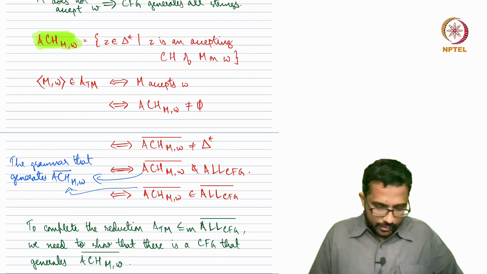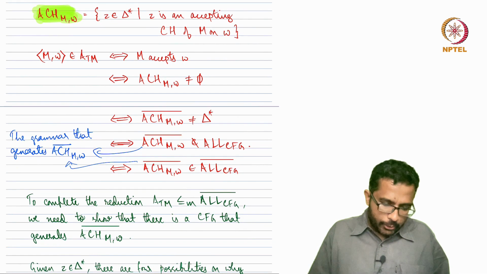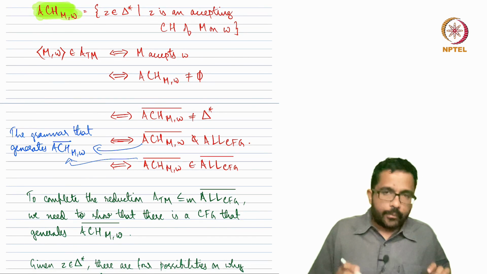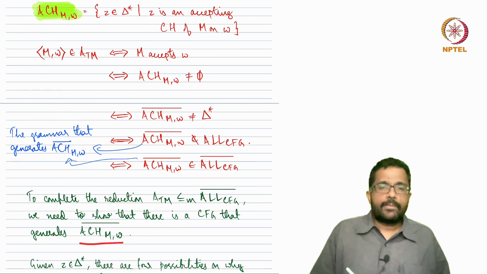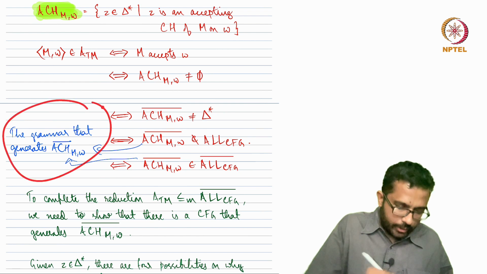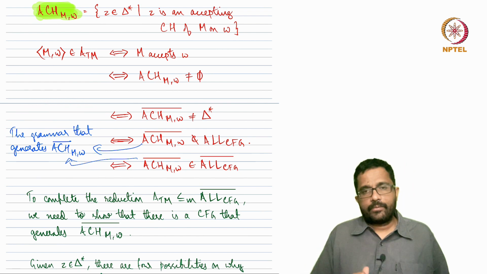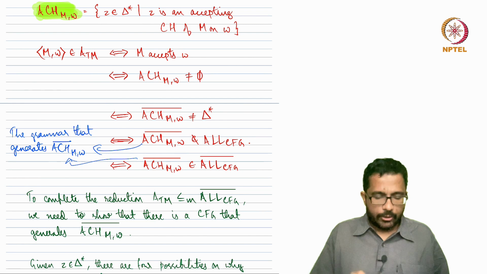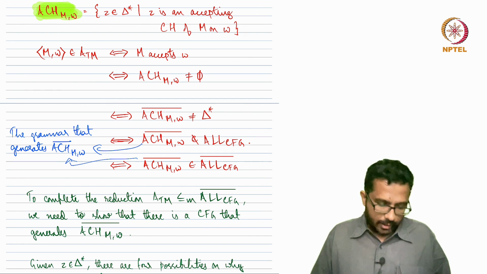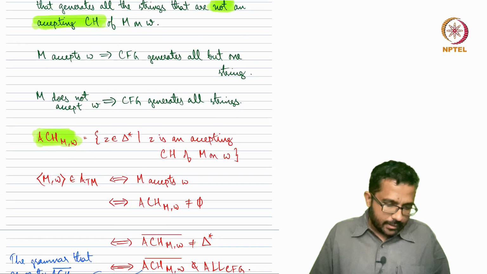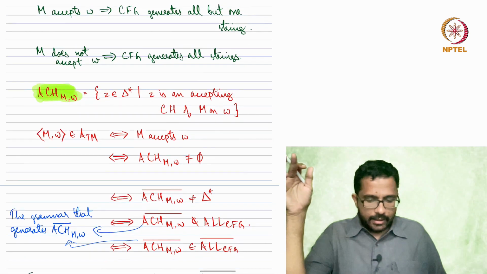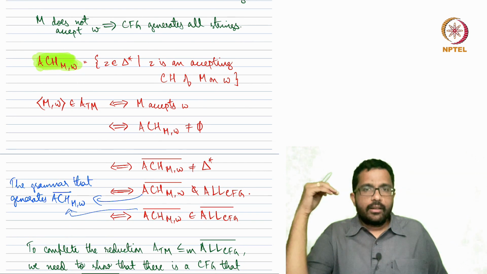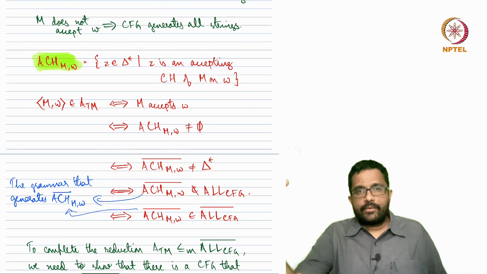So now what we need to show is how to construct a grammar that generates ACH_{M,W} complement. To complete the reduction, we need to build this grammar. So just to summarize, we want to reduce ATM to all CFG complement. We use computation histories.